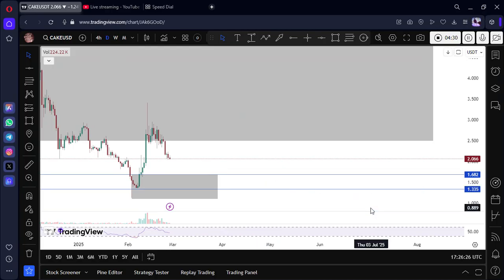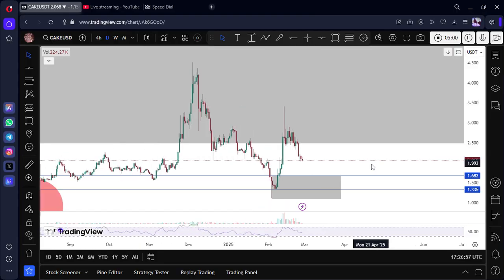For those interested in this coin, your entry one should be at the $1.682 mark. Then your entry two should be at the $1.335 mark. That means if you have $10 to invest in this coin, at the $1.682 mark you should plant your entry one. Then at the 1.335 dollar zone, you should plan your entry two. So this is very important.